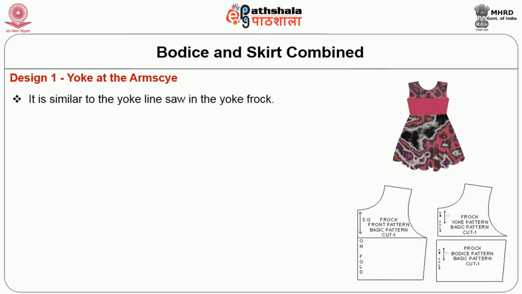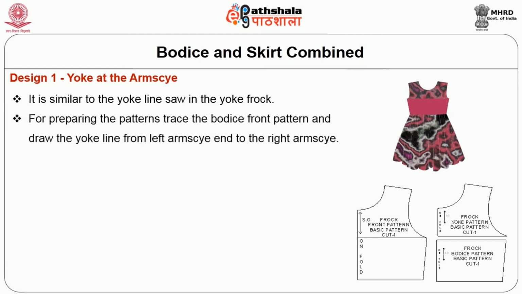We will now apply yoke designs to the bodice block. I am going to teach you three types of yoke designs. In the first design, the yoke is at the armscye line as you see. I hope you will remember this is similar to the yoke line that we saw in the yoke frock.